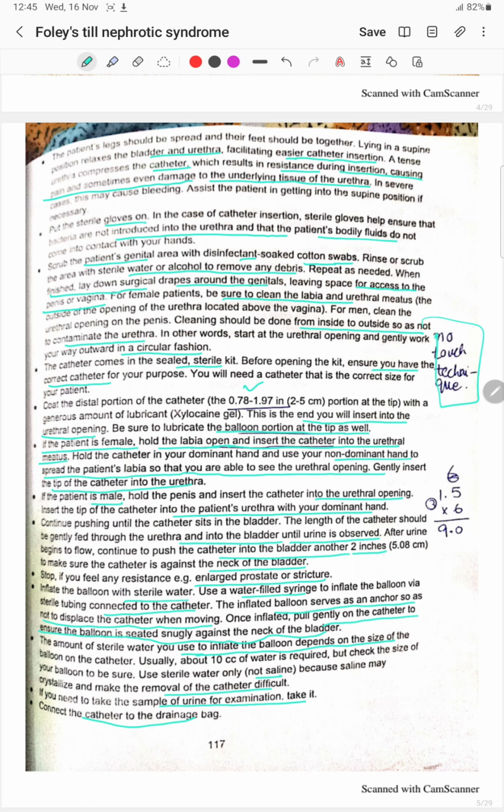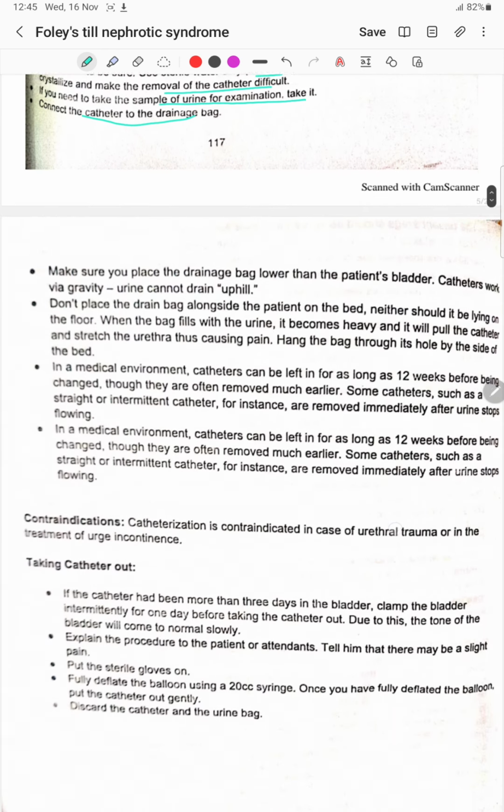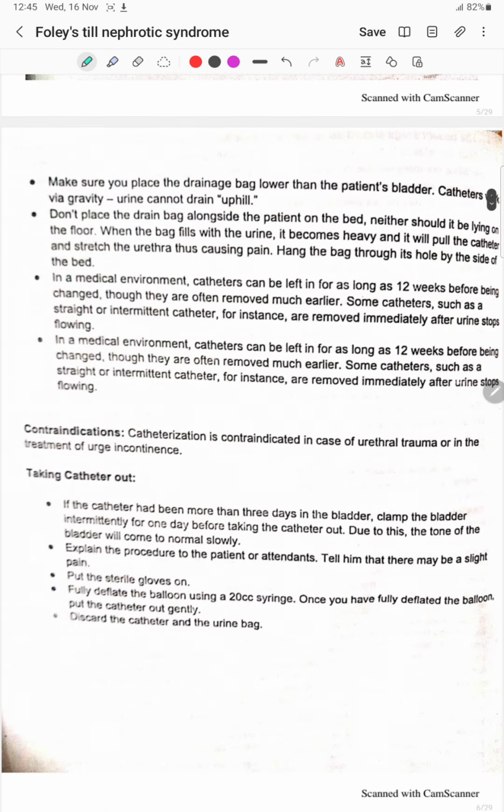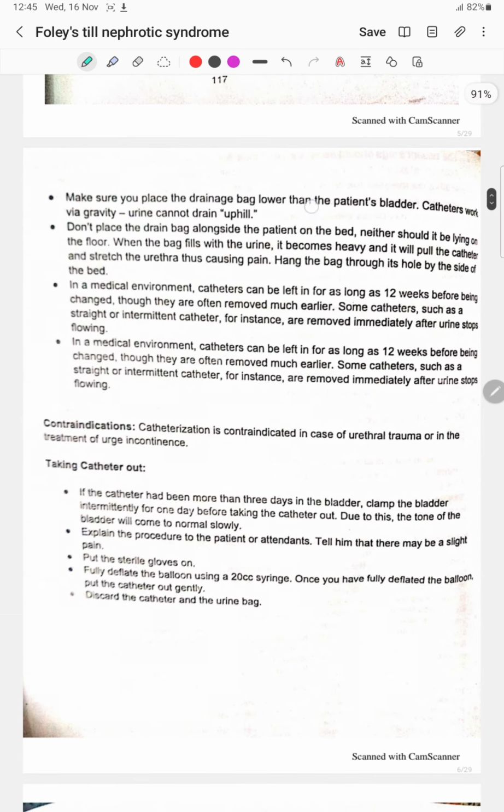If you need to take a sample of the urine for examination, take it. Connect the catheter to the drainage bag. Make sure you place the drainage bag lower than the patient's bladder. Catheters work by gravity. Urine cannot drain uphill. Don't place the drainage bag alongside the patient on the bed. Neither should it be lying on the floor.